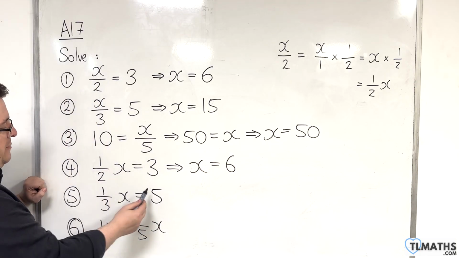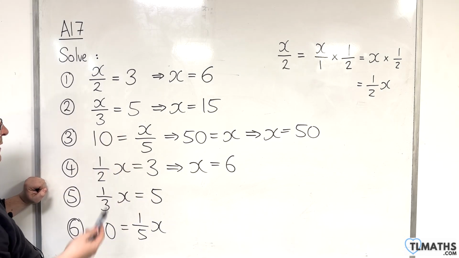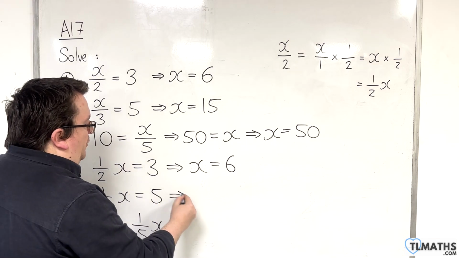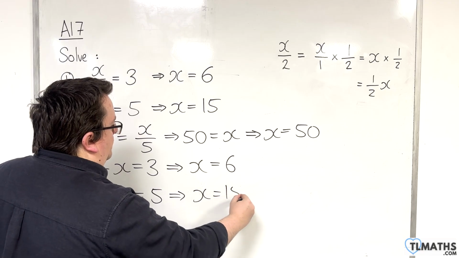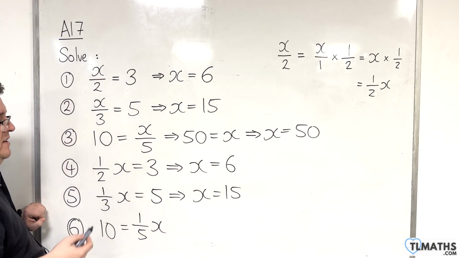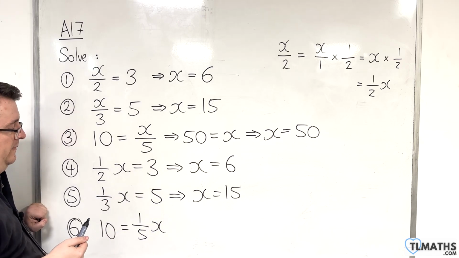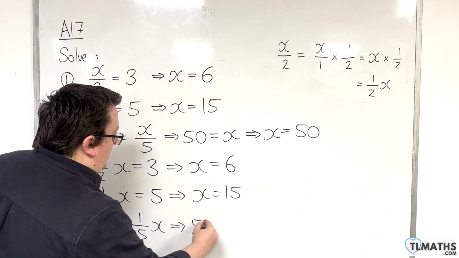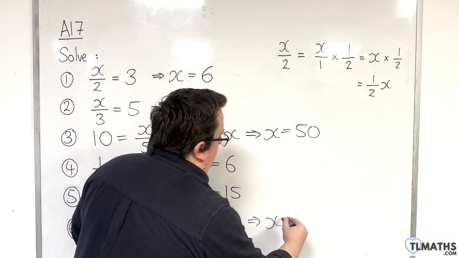And of course, number 5 is identical to number 2. 1/3 x is the same as x over 3. So you multiply both sides by 3, and I will get x is equal to 15. And number 6 is identical to number 3. 1/5 x is the same as x over 5. So I multiply both sides by 5, and I get 50 is equal to x, which of course is x is equal to 50.